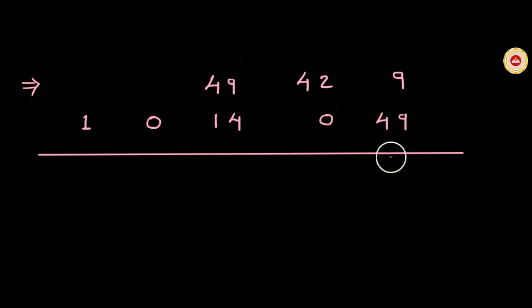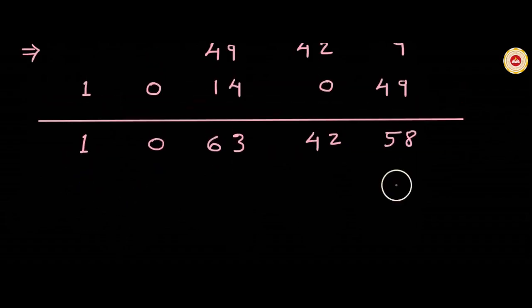So 49 plus 9, 58. 42 plus 0, 49 plus 14, 63. 0 as it is, 1 as it is. Now the third step is passing extra digits if any, and you have to start this process from the right side. So starting from the right side, consider the rightmost part 58. Retain the units place digit 8 and pass the tens place digit 5 to its immediate left, which is 42. Passing means adding. So 42 plus 5, 47.